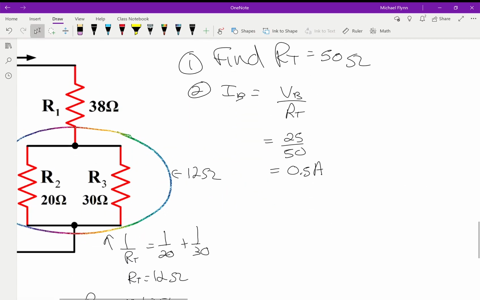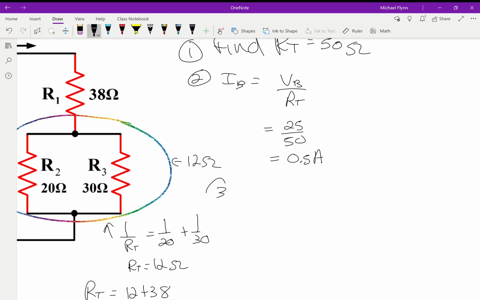So now, step 3, I'm going to find all the remaining missing values. I recognize right away that I1 equals 0.5 amps, just by looking at the circuit. So therefore, V1 will equal I1 times R1. It's going to be 0.5 times 38, and 0.5 times 38 is what, 19? So it's going to be 19 volts.